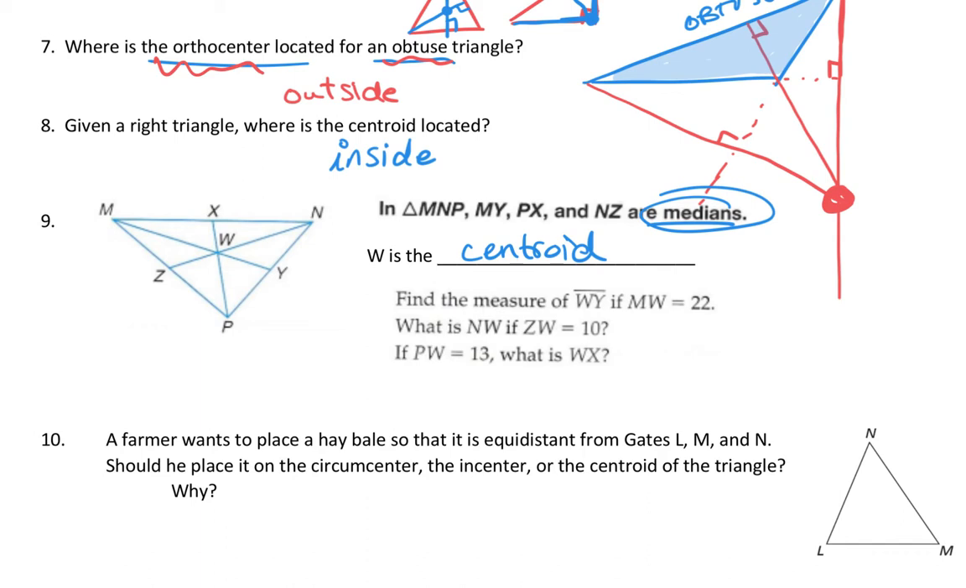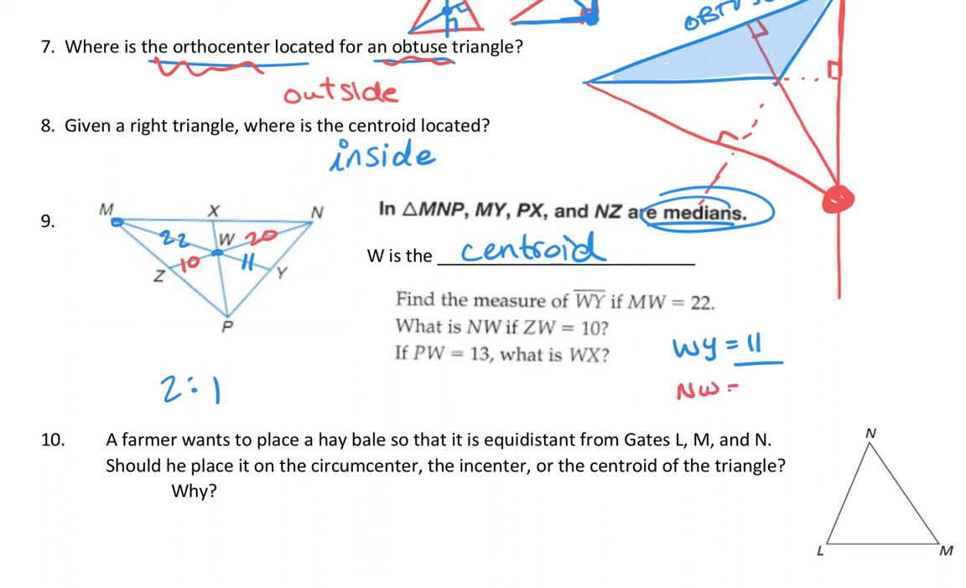So if MW is 22, then WY, well, since MW is the big piece of the 2-to-1 ratio, WY is going to be the small piece. It's going to be 11. WY equals 11. What is NW if ZW is 10? Well, ZW is the shorty. It's the 1 part. So the 2 part is going to be double that. It's going to be 20.